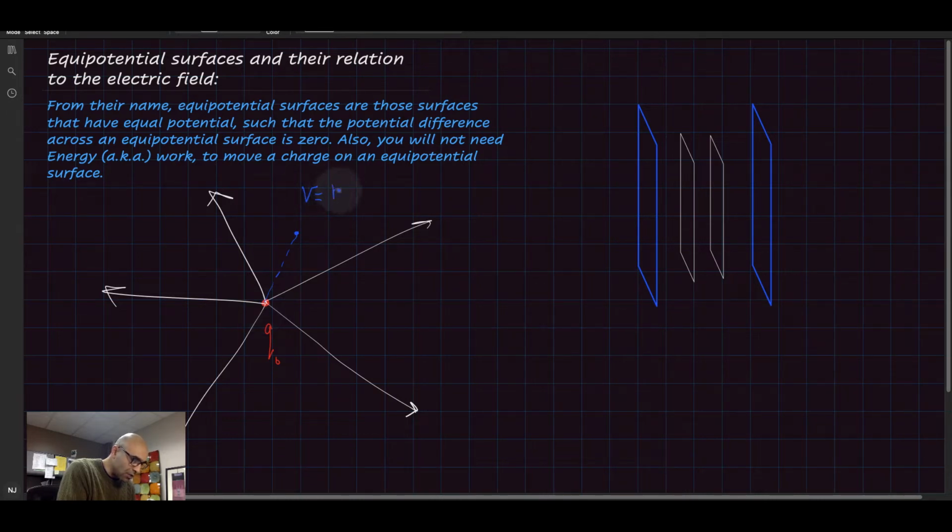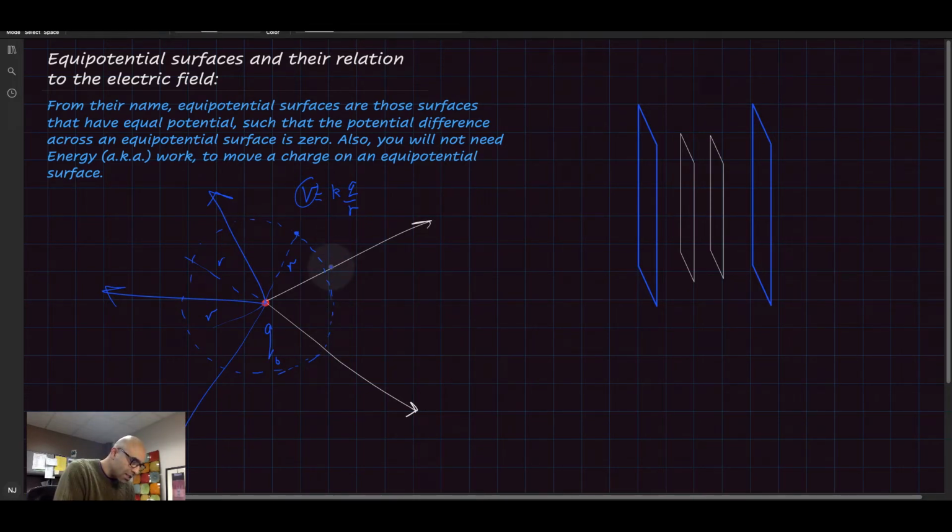V is equal to KQ over R. Q is this red charge and R is this distance. And K is a constant, 9 times 10 to the power 9. Now, any place around the charge that forms a complete circle and has the same distance r will have the same potential, and that's where the name equipotential surface comes from.